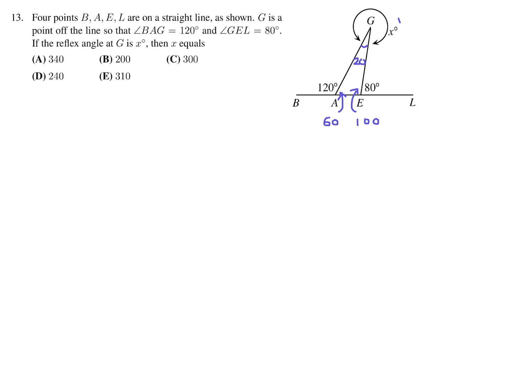So this whole, all the way around is 360. They're saying x is just, I guess, from here to here, so everything except that 20. So x basically would be 360 minus that 20, and that would give you 340. So number 13, the answer is A.